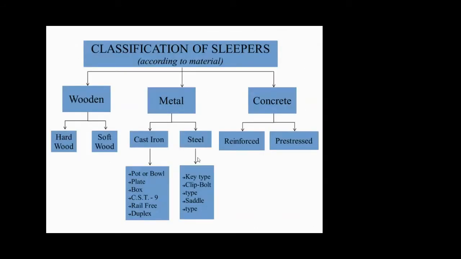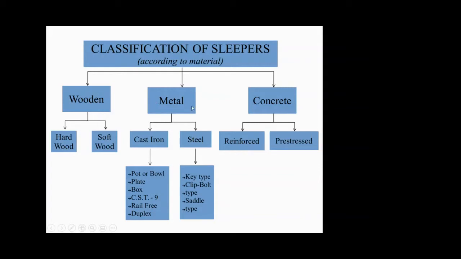The classification of sleepers mainly depends on the material from which it is prepared. So we have three main categories in that: the wooden, metal, and the concrete. The latest that are used nowadays are concrete, in that RCC and PSC, reinforced and pre-stressed. Wooden sleepers are now outdated and almost no one uses them anywhere in the world.